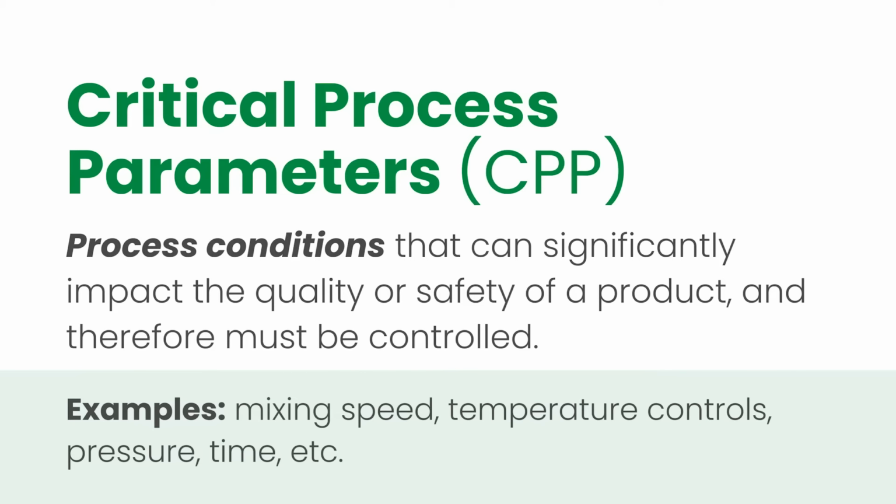Take, for example, some small molecule API. When you're not familiar with the process, you may consider mixing speed as a critical process parameter at the beginning, because you don't know it, right? But after you gain more knowledge of the process, you would find that this API is actually very easy to dissolve. Then this mixing speed becomes a less critical process parameter.